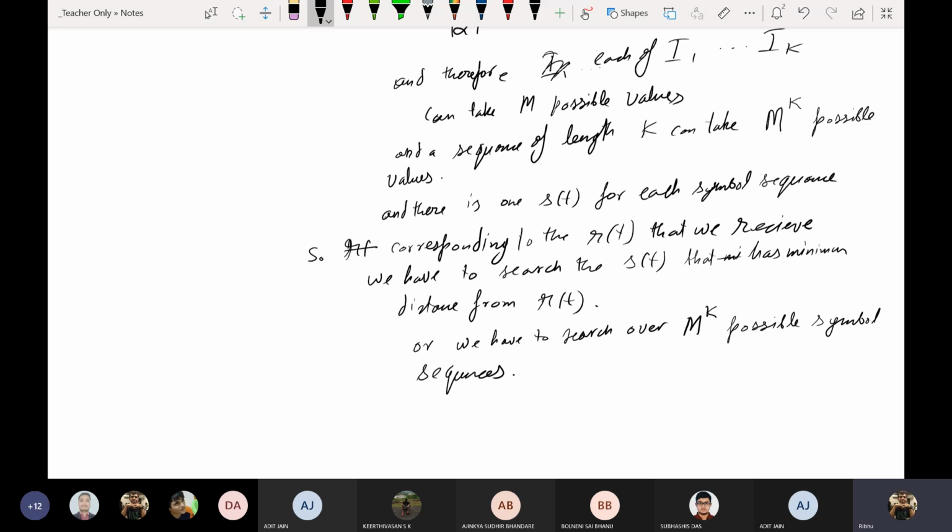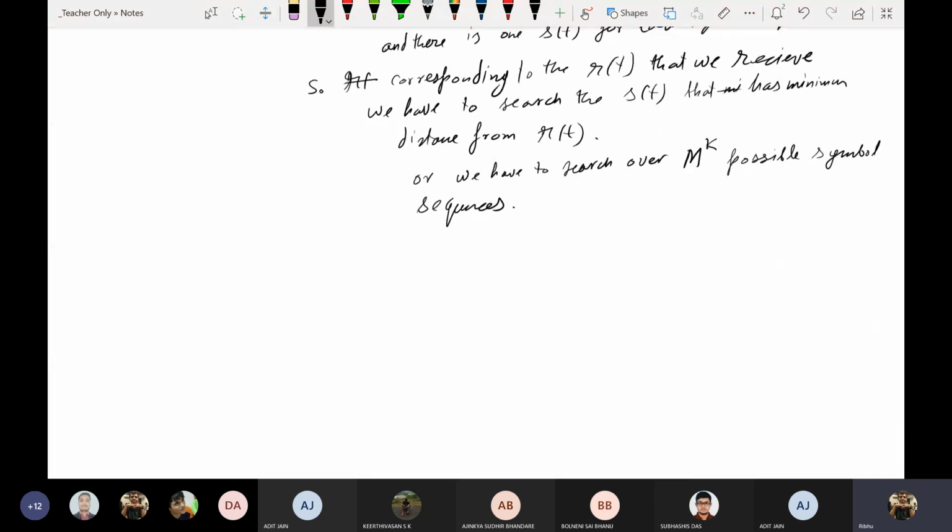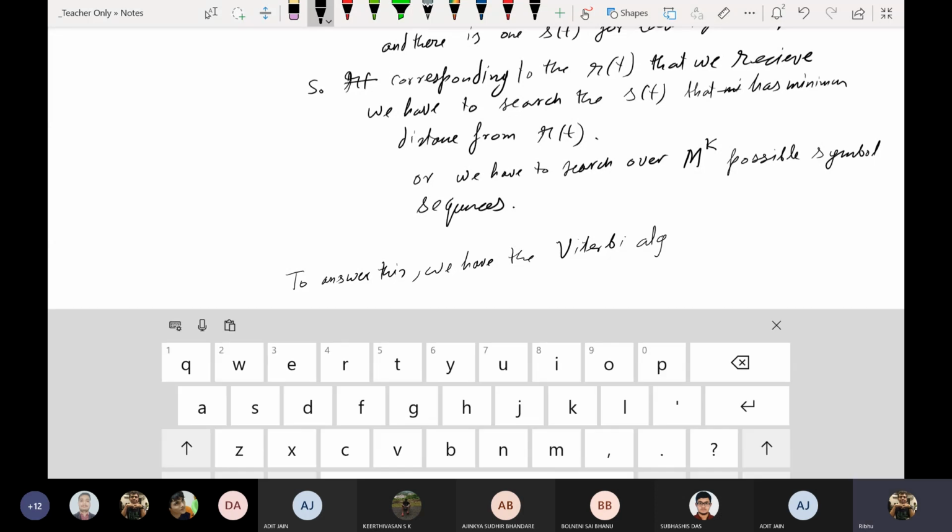So this is where the Viterbi algorithm comes into play. I'll describe the Viterbi algorithm for a simple case. So actually, to answer this, I have the Viterbi algorithm.